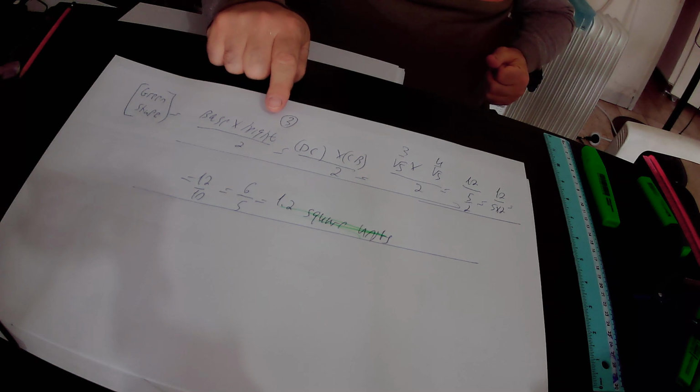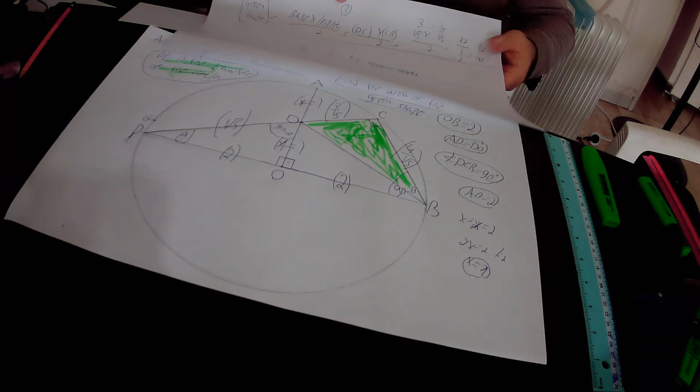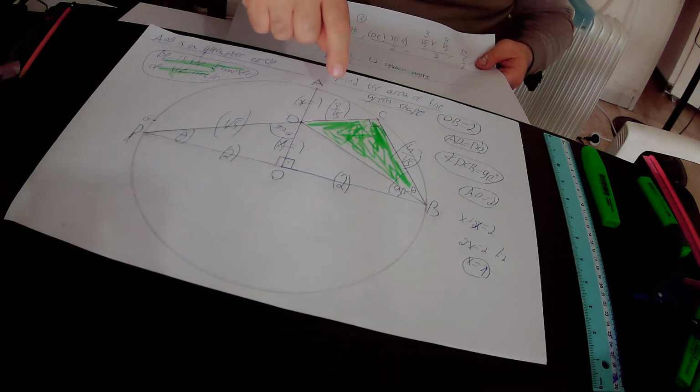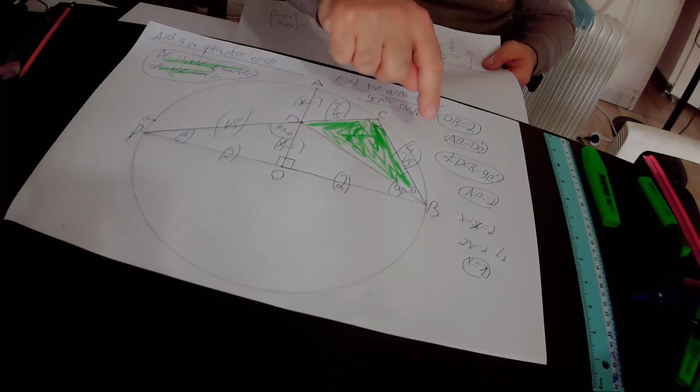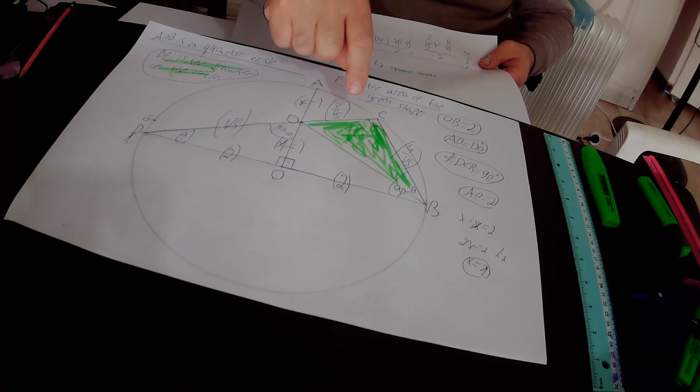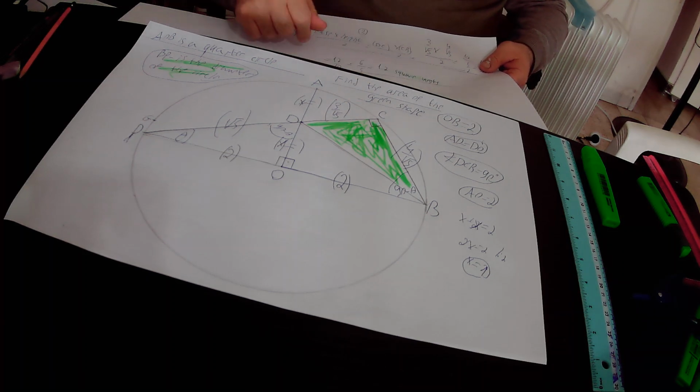So in total we found that the area of this ring shape equals 6/5 square units, or in terms of numbers, the area of this ring shape equals 1.2 square units. Okay, thank you very much.